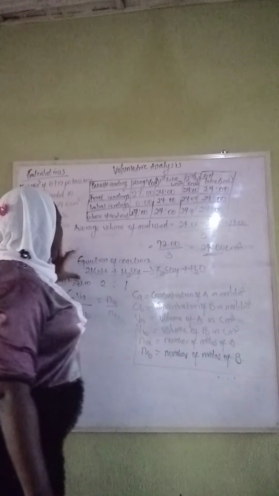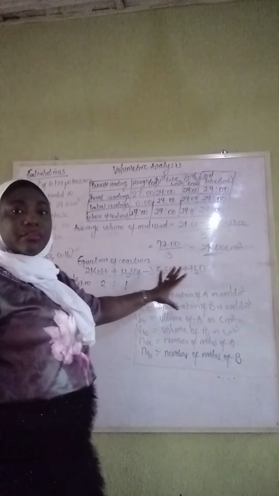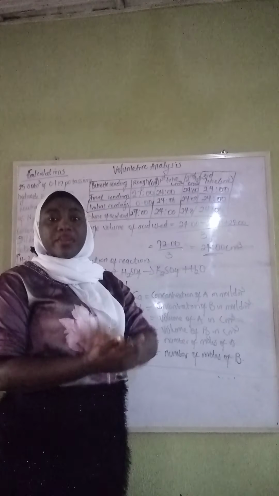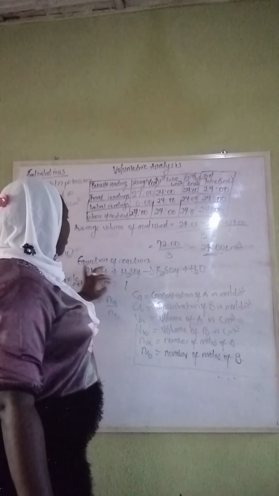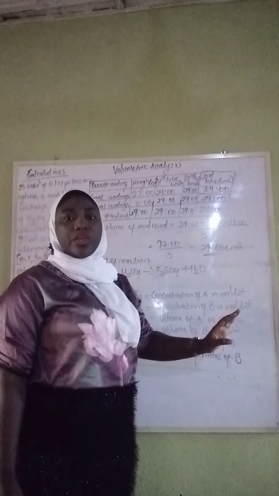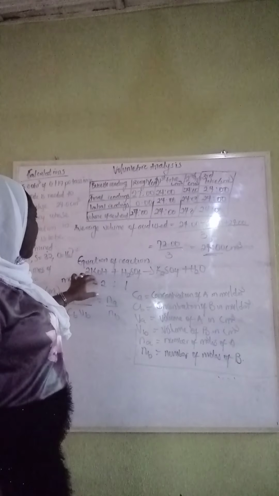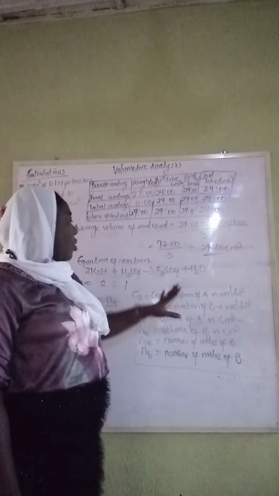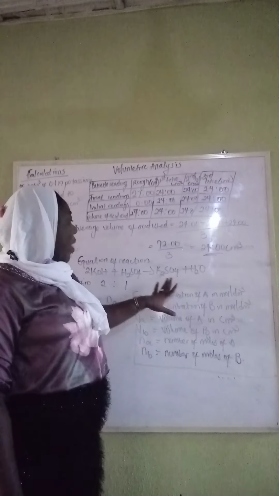Now, you must know the equation of reaction. When you are calculating anything under titration or volumetric analysis, you must be able to write a complete chemical equation. Now we have the reaction between potassium hydroxide and H2SO4. When you balance the equation, we have 2 moles of KOH and we have 1 mole of H2SO4 here.